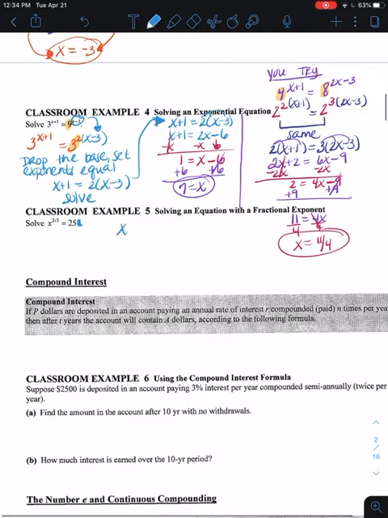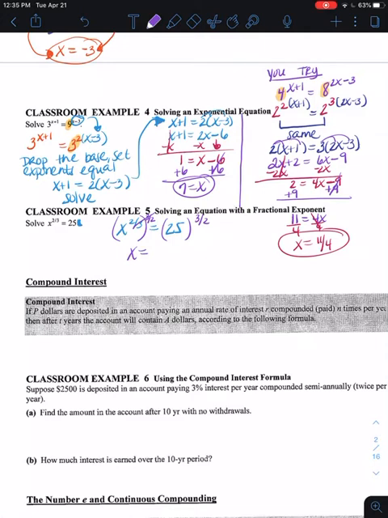So going back to the beginning, I have x to the 2/3 this time equals 25. Again, my goal is to get that x by itself. So I'm going to raise this side to the 3/2 power, which is the reciprocal of the exponent. What you do to one side, you got to do to the other. On the left side, the exponents cancel out, so you get x equals 25 to the 3/2.